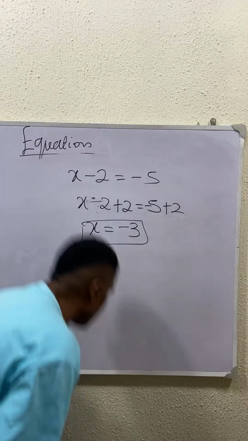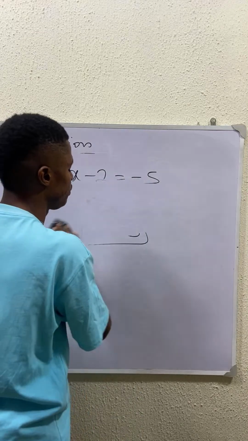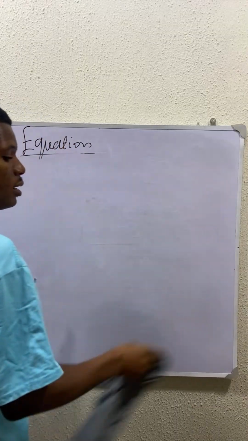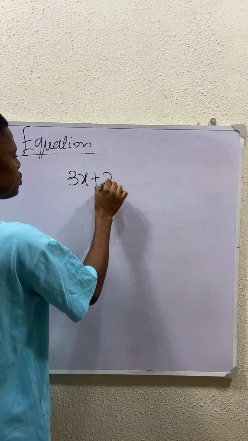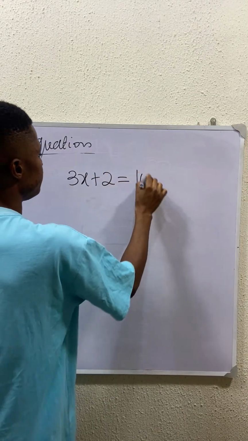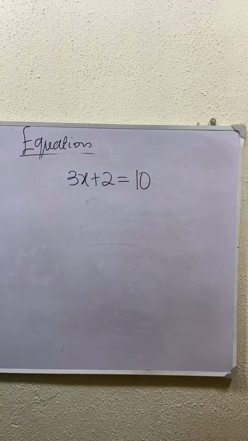So the next one we'll look at, let's look at this one again. We have 3x plus 2 is equals to 10. We are looking at the number that at which we multiply, we are going to get what? 10. So this is very simple and very easy to do.